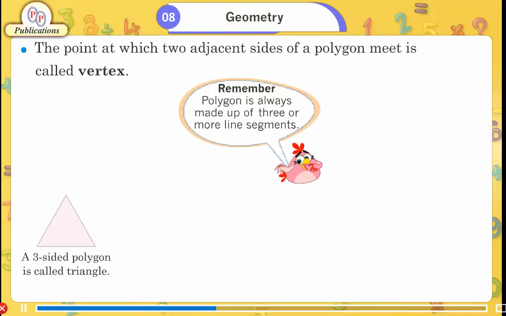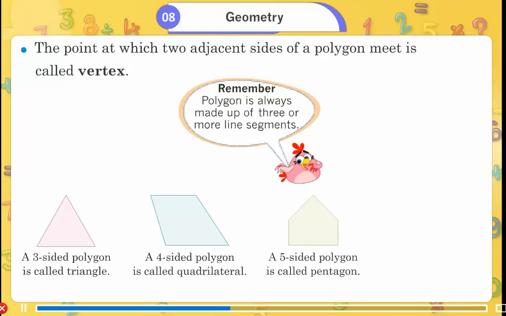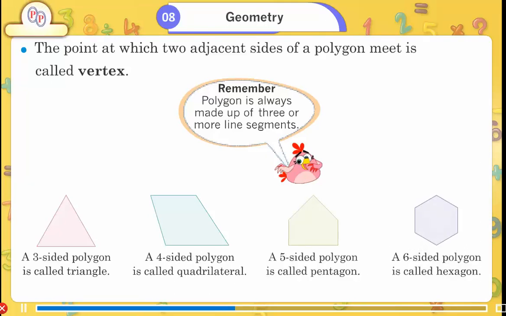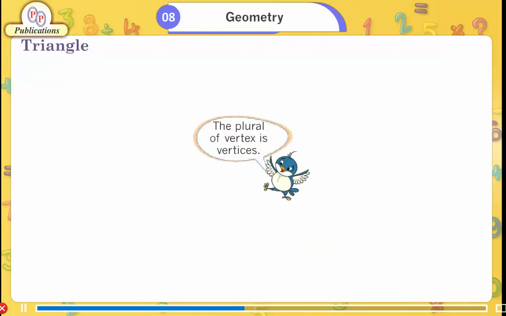A three-sided polygon is called a triangle. A four-sided polygon is called a quadrilateral. A five-sided polygon is called a pentagon. A six-sided polygon is called a hexagon. The plural of vertex is vertices.